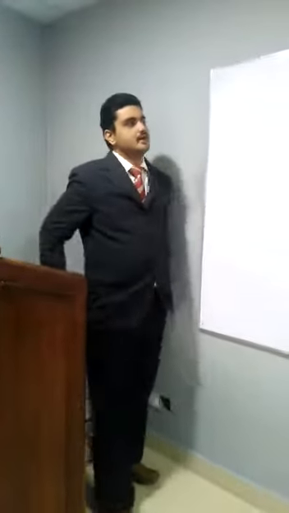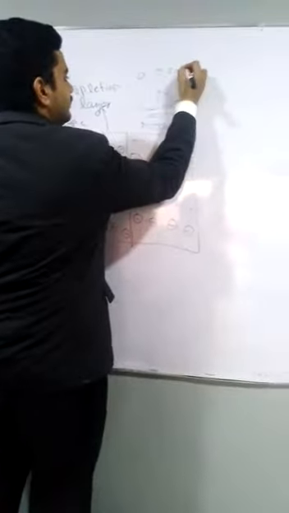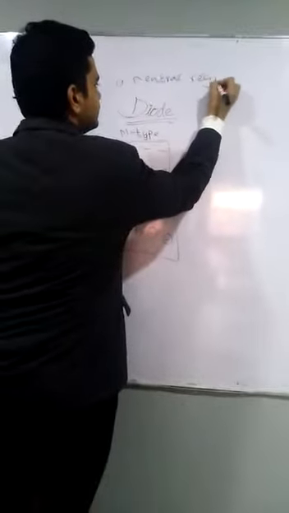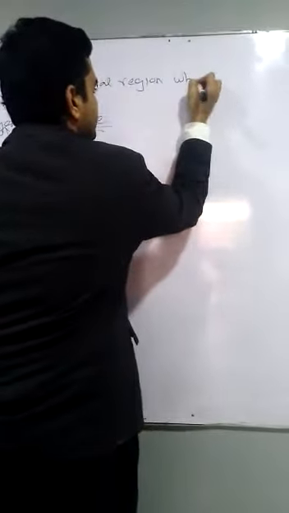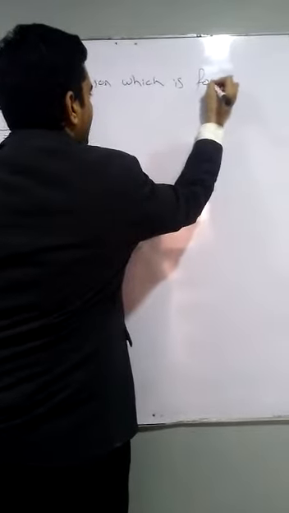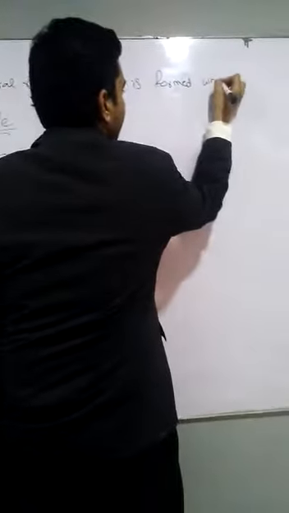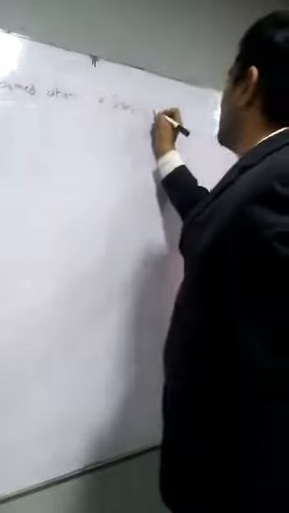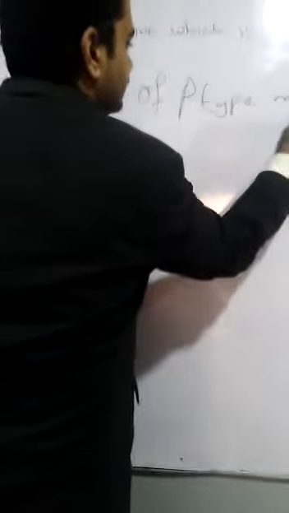So the depletion region is defined as a neutral region which is formed when electrons from the N type diffuse with the holes of the P type material, right?